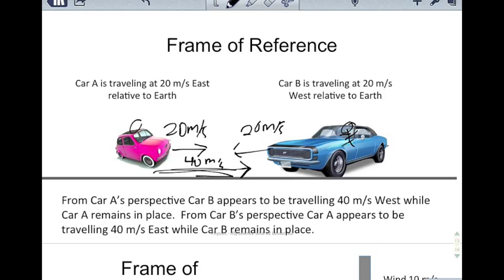Whereas if I'm in this car over here, it looks like the blue car is traveling towards me at 40 meters per second. In other words, when these cars are headed towards each other, the effect is additive, and whether or not it's coming towards you depends on your perspective. So it's really, really important to draw these out.